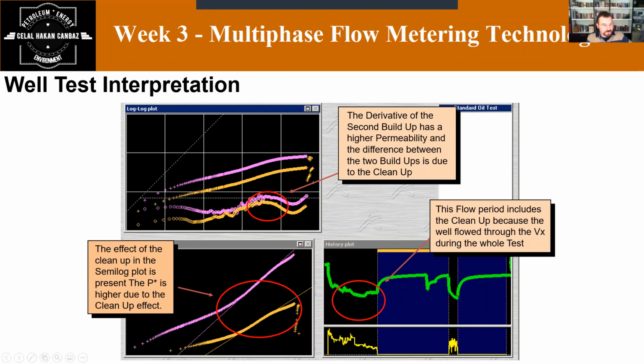Normally, what we do is use 0 in here, and when you use 0, you will get a result like this. But when you use the real rates, which belong to that part of the production, you will get your real permeability values. So it also affects your semi-log as well, right? So your P star as well. It's very crucial to describe the cleanup period rates, and it's only available by using the multiphase flow meter. So multiphase flow meter usage is very crucial in early times of your well.